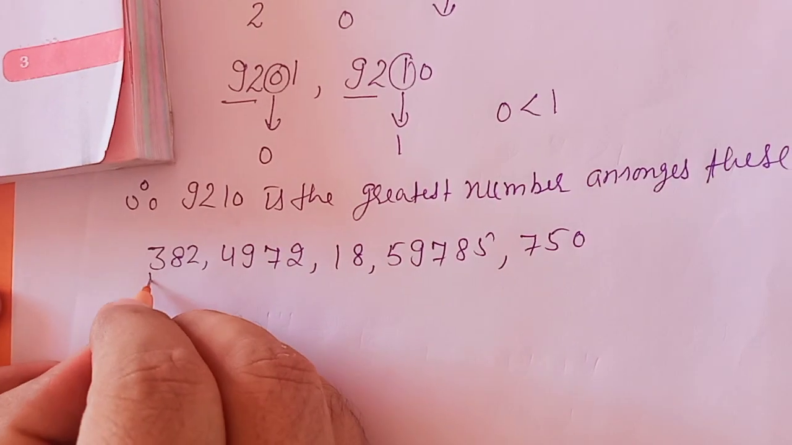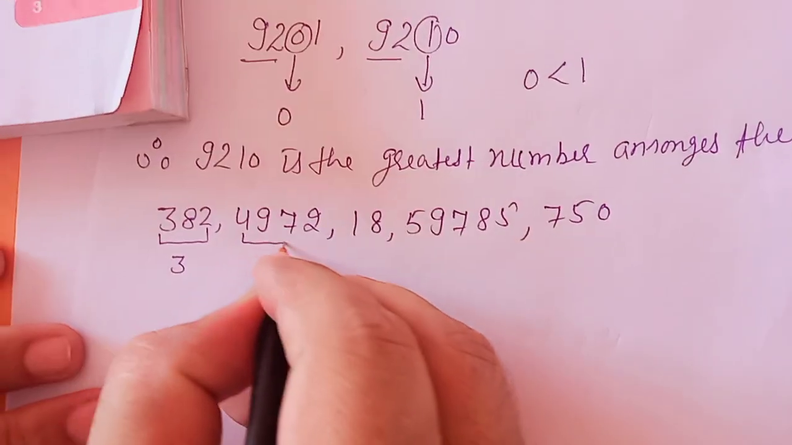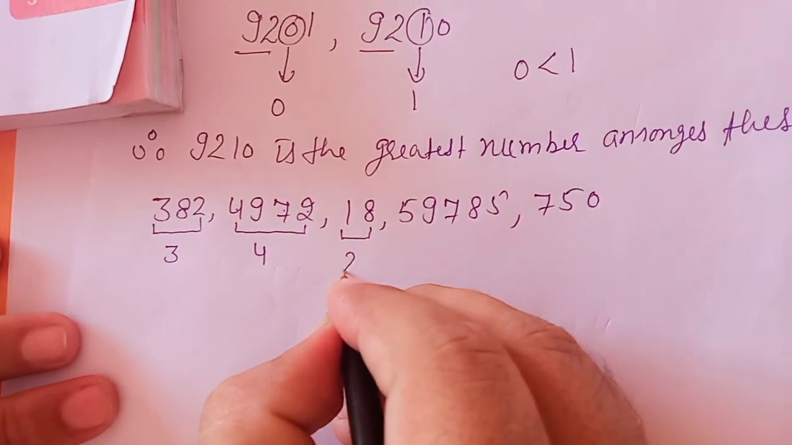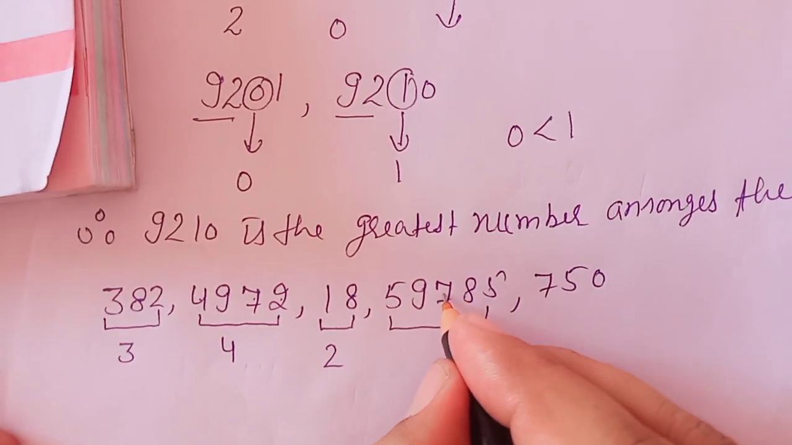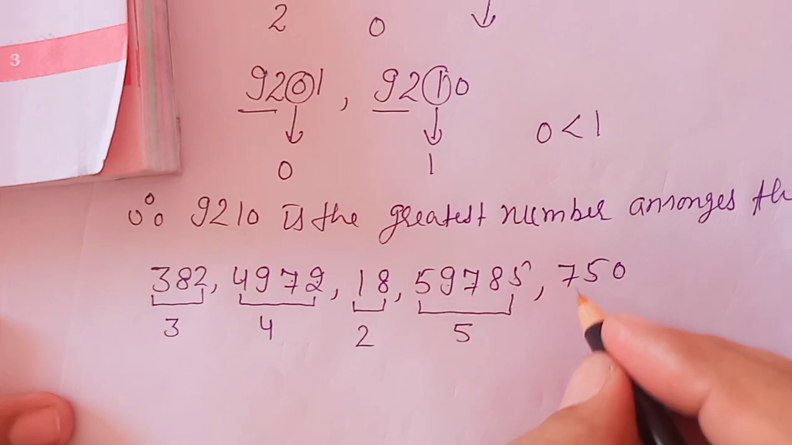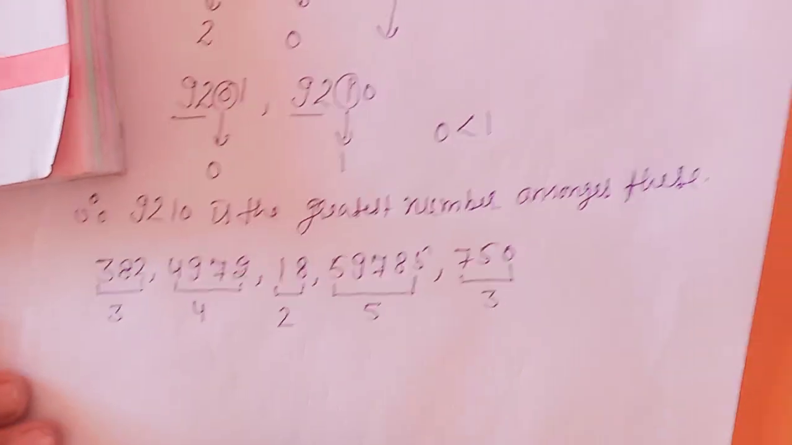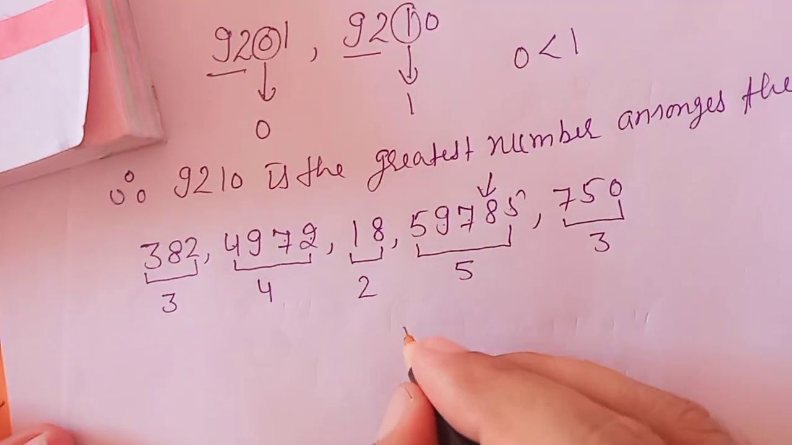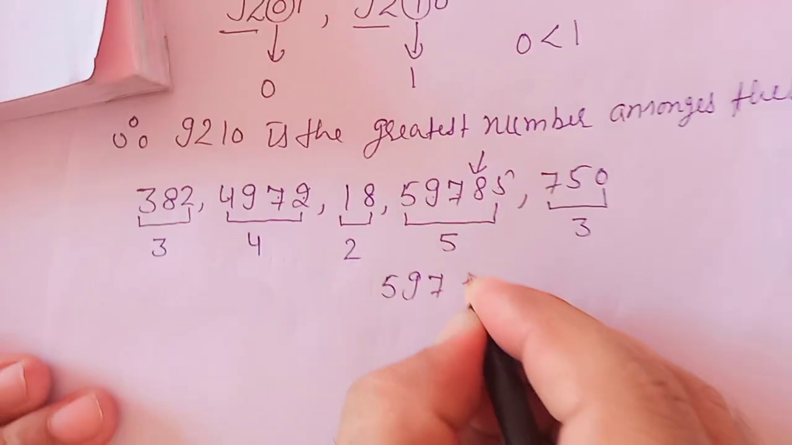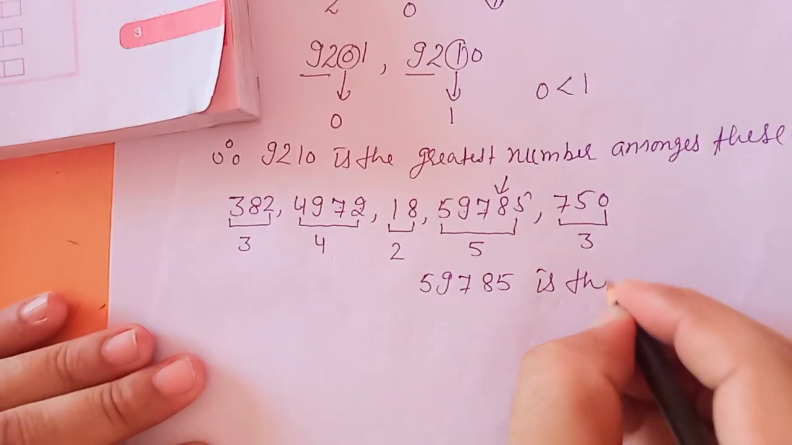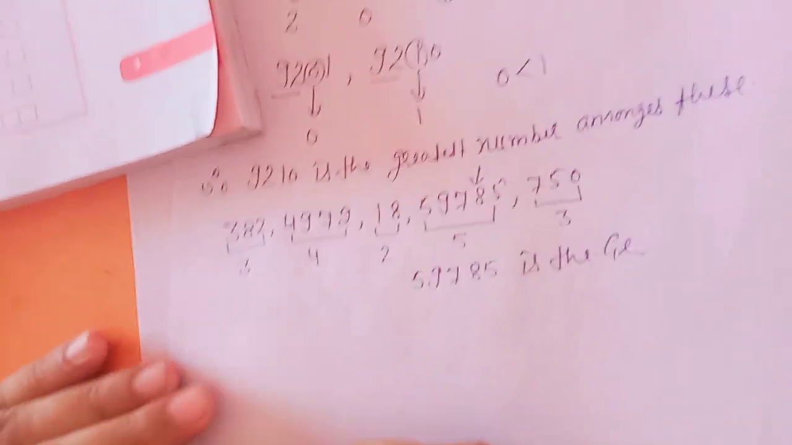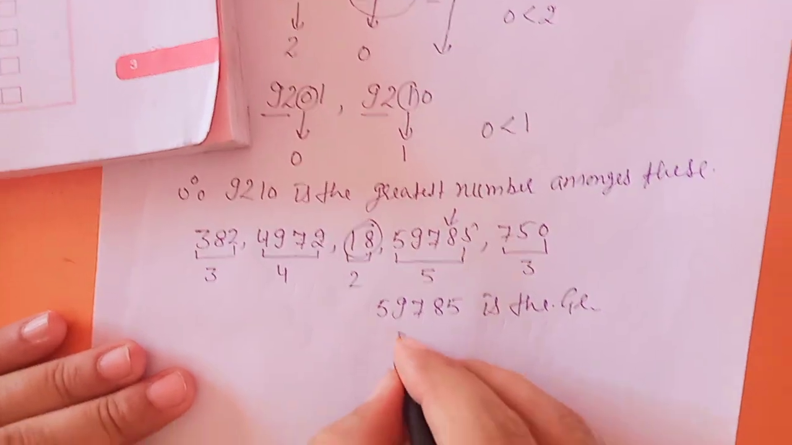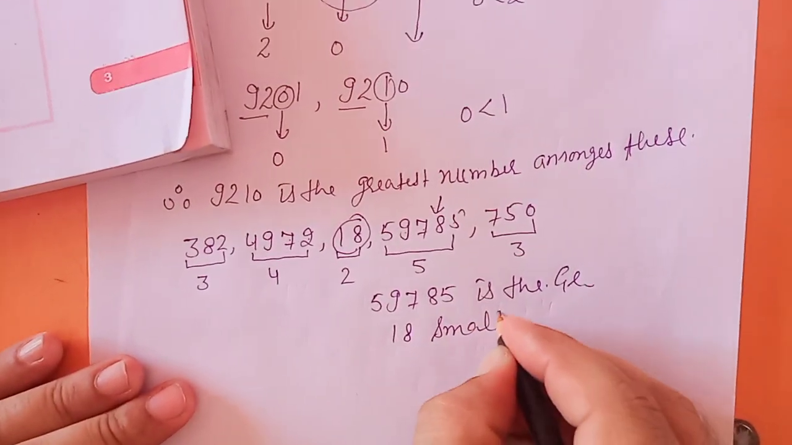So count the digits. Here how many digits? 3. Here how many digits? 4. 1, 2, 3, 4. Here how many digits? 2. Here how many digits? 1, 2, 3, 4, 5 digits. Here how many digits? 3 digits. So which number contains the maximum number of digits? This. So 59,785 is the greatest number. Understood? Which contains the smallest number of digits? 18. How many digits? 2. So 18 is the smallest number.